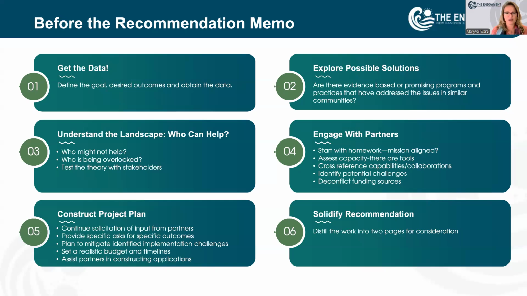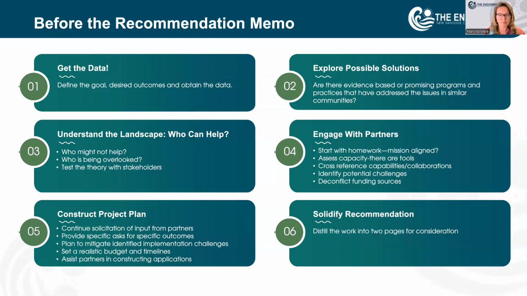And then we also want to assess the capacity of our partners to actually execute the project. Now, there are tools for capacity assessment for nonprofits. There's one from the Ford Foundation, one from Northwestern University. Those resources will be at the end of this video. I hope you access them. They're wonderful.